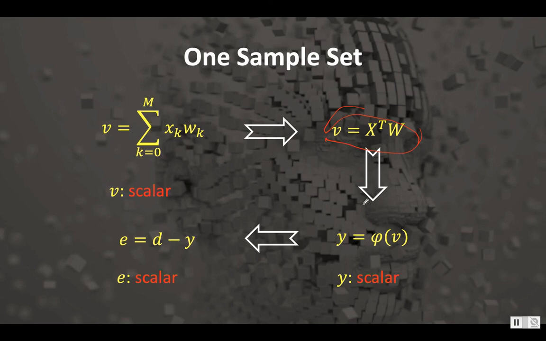The output of the neuron, V, is then input to the activation function, phi. The output of the activation function, Y, is a scalar too. The error E equals the difference between the desired response D and the activation function output Y. Again, E is a scalar too.